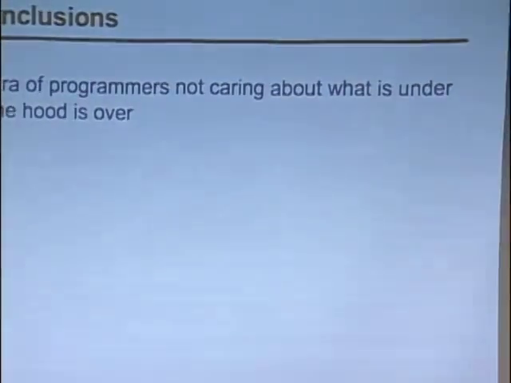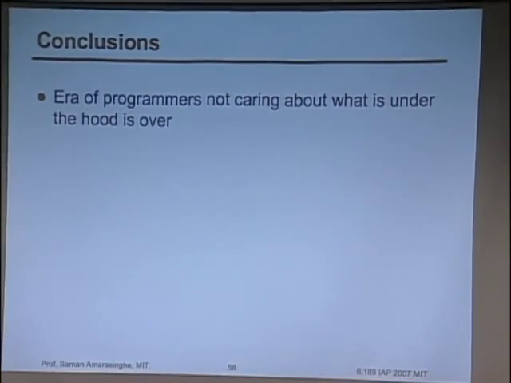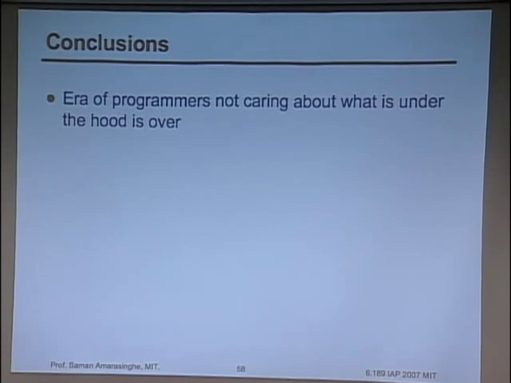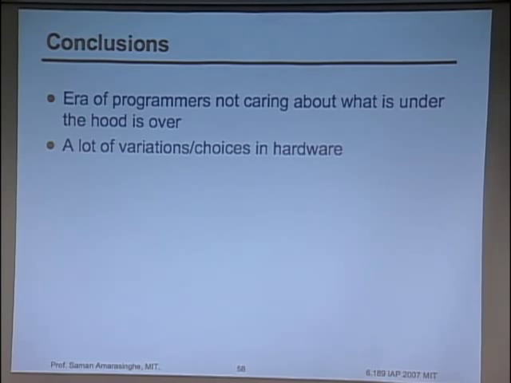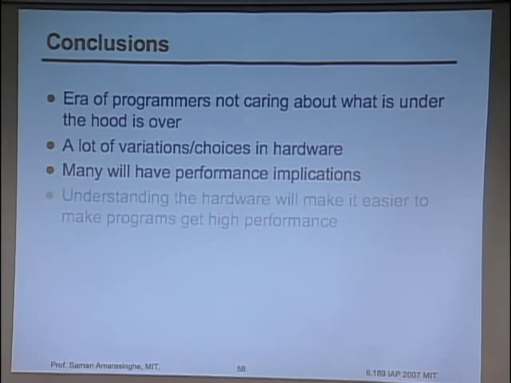For a lot of people who are programmers, there was a time that you never cared about what's under the hood. You knew it was going to go fast, and in the next generation it would go faster. I think that's coming to an end. There are a lot of variations and choices in hardware, and software people should understand what they can choose. Many will have performance implications, and if you know these things, you will be able to build high performance software easily. You can't do high performance software without knowing what it's running on.